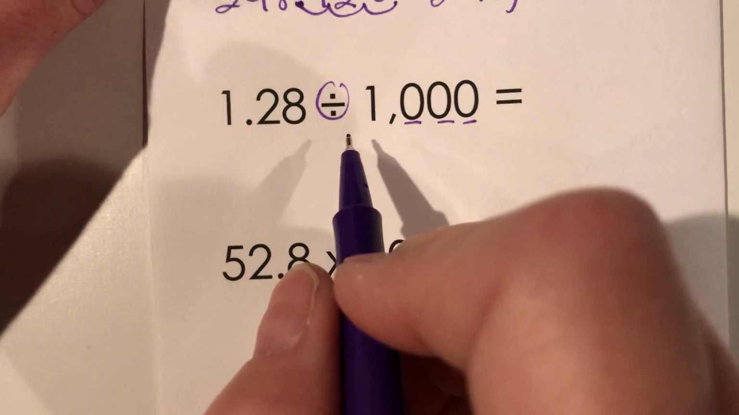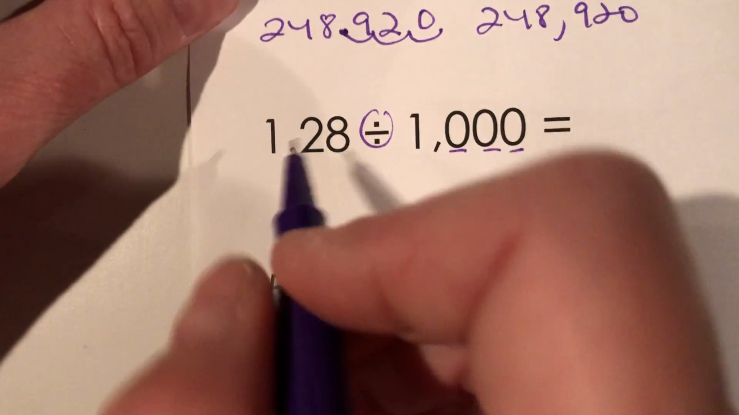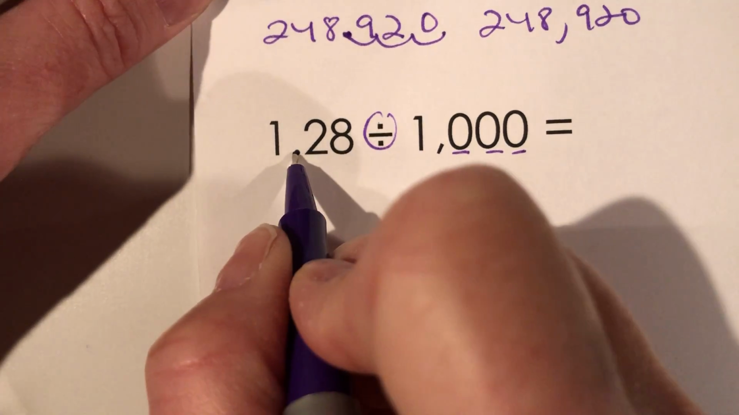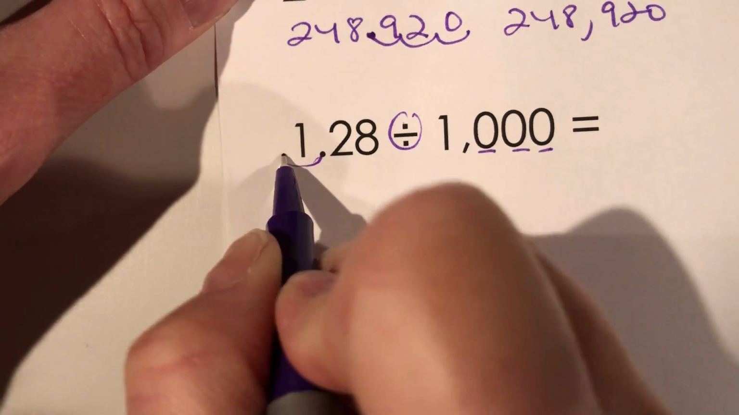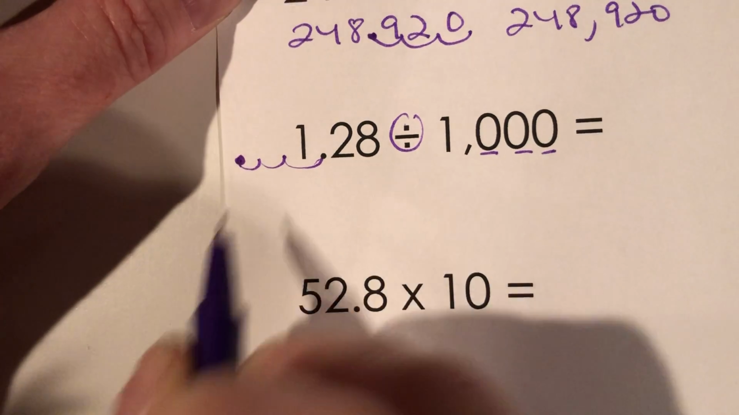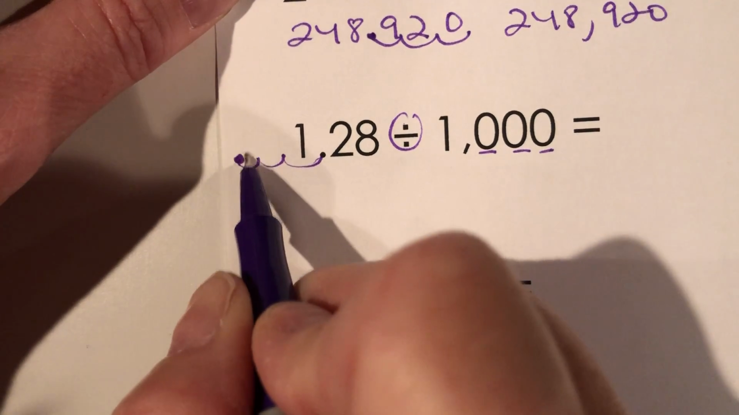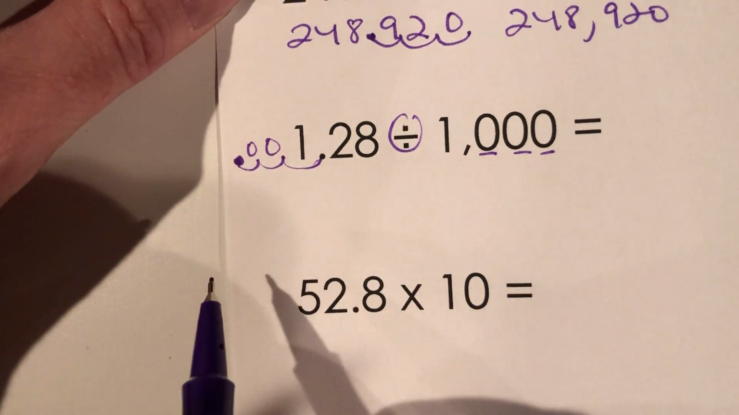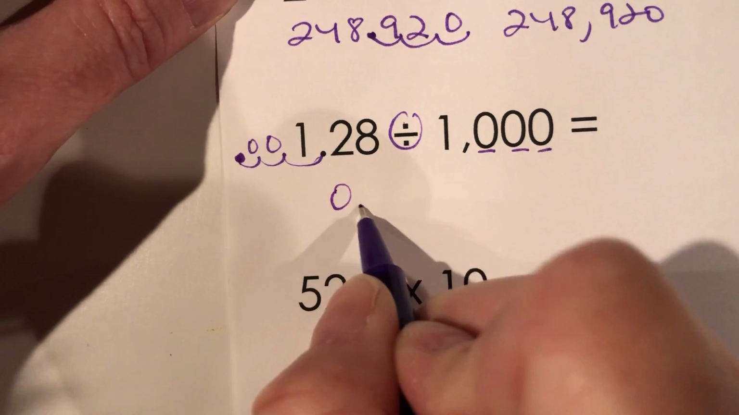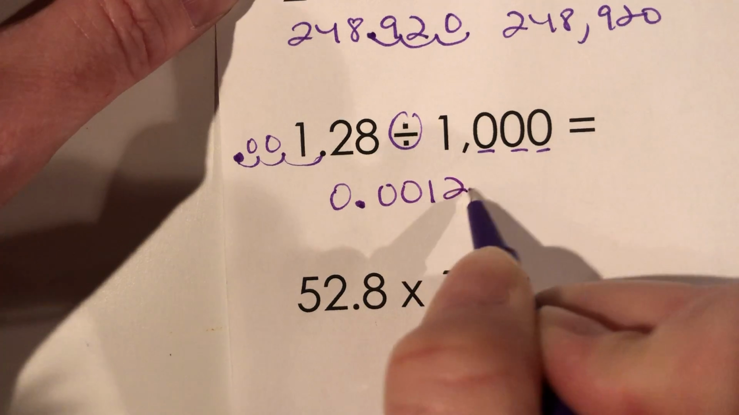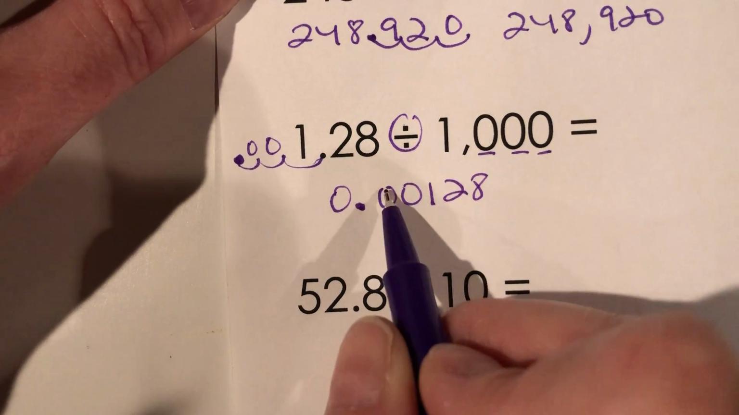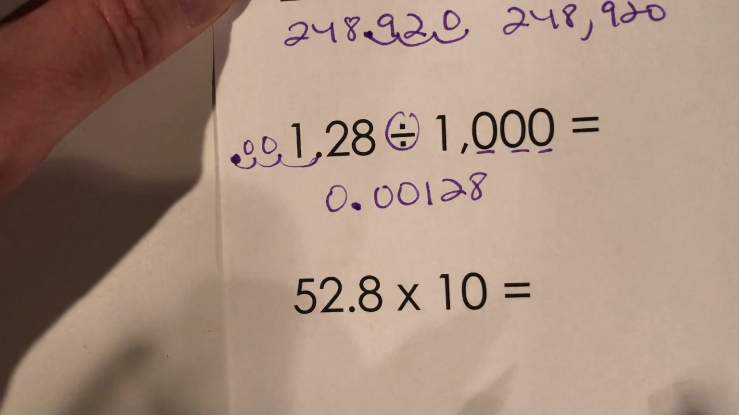Next, I am dividing by 1,000. That's the same thing as dividing by 10 3 times. So I need to shift this digit 3 places left because it's division. So when I go to shift 1, 2, 3, there's my decimal point, but notice there are 2 empty spaces here. I need to put my zeros in there so that my 1 can be in the thousands place. So your final answer should look like this, where you have your 1 in the thousands place, 0 in the tenths, 0 in the hundredths.